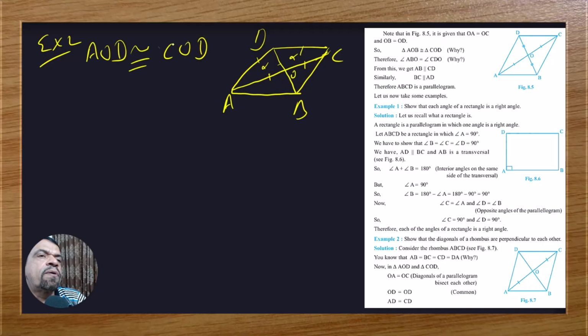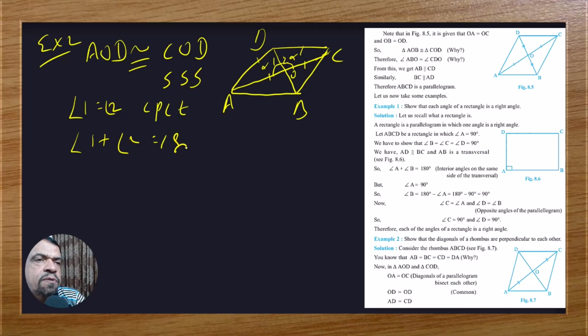So these two triangles are congruent by SSS. Triangle AOD is congruent to COD by SSS. So these two angles are equal. Angle 1, suppose this is angle 2. So angle 1 equals angle 2 by CPCT. And also it is a linear pair, angle 1 plus angle 2 is 180, so each will be 90 degrees. So it means the diagonals are perpendicular to each other.